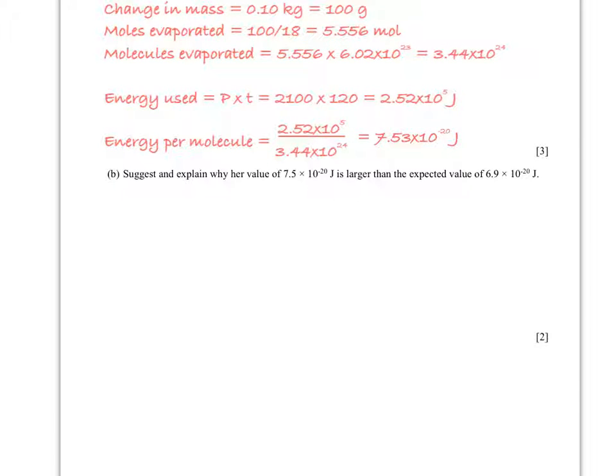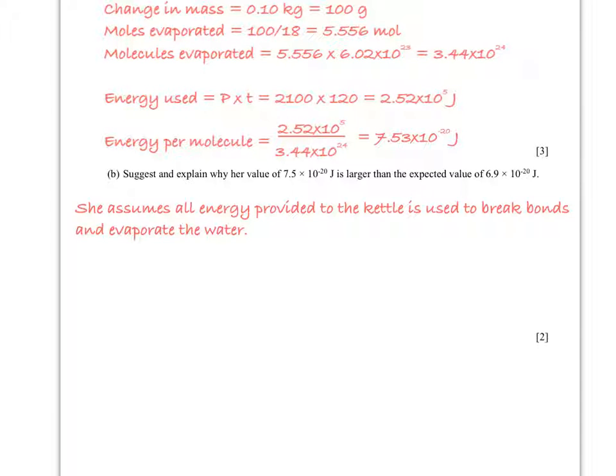It's because of the underlying assumption that she makes that all the energy provided to the kettle is used to break bonds and evaporate water. That's obviously false. There are other pathways that energy can travel. Lots of us wrote energy was lost to the surroundings, which, whilst true, is obviously a very vague thing to write. In order to gain the marks here, you need to write a specific energy transfer, a particular route through which that energy can go missing.